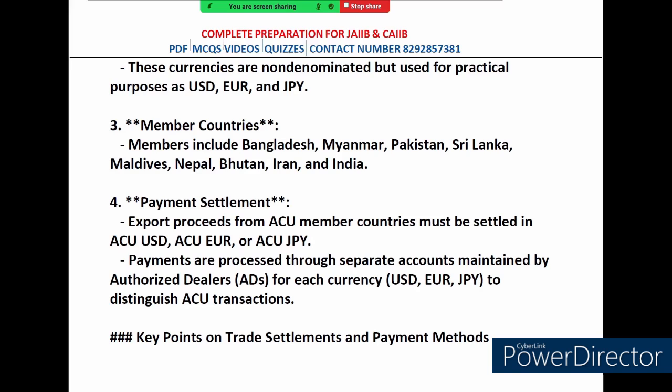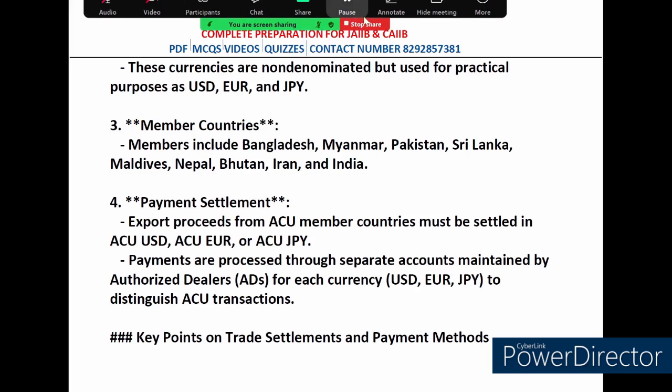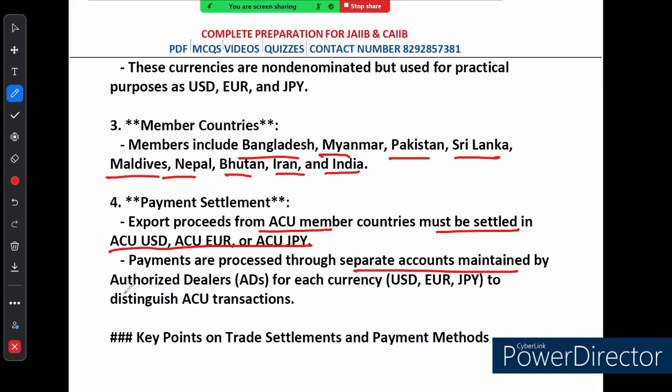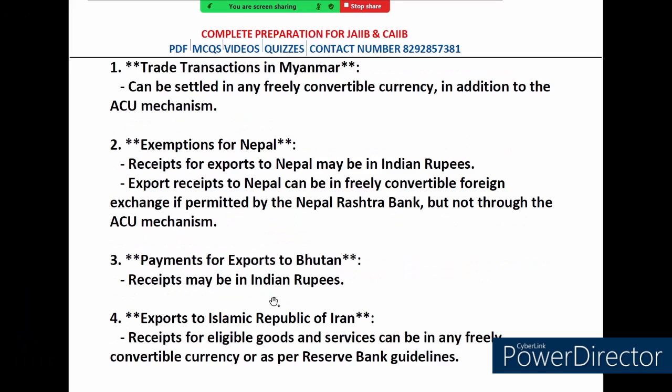Now who are the member countries? Bangladesh, remember this is asked, which is not a member country. Bangladesh, Myanmar, Pakistan, Sri Lanka, Maldives, Nepal, Bhutan, Iran and India. So export proceeds from ACU member countries must be settled in either of these three currencies, and the payments are processed through a separate account maintained by the authorized dealer for each currency to distinguish ACU transactions. Now let's discuss some key points on trade settlement and payment method.